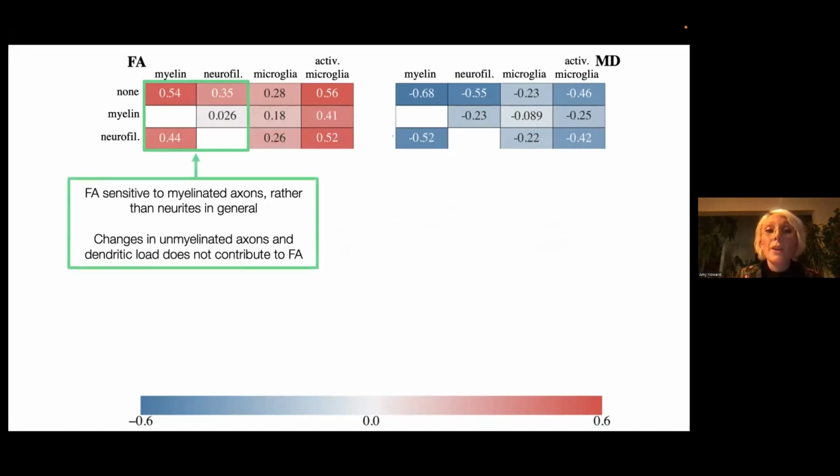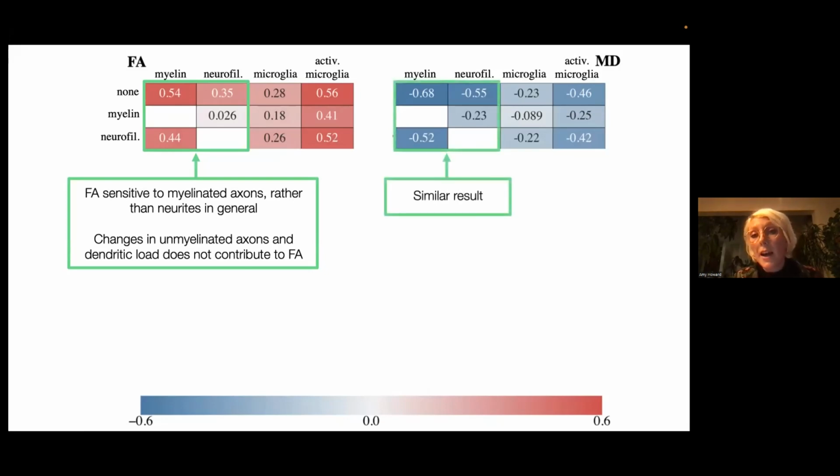And from this, we can conclude that at least this data suggests that FA is sensitive to myelinated axons rather than neurite load in general. If we think about the difference between the myelin and the neurofilament stain, we can then think that changes in the unmyelinated axons and dendritic load do not contribute to FA. And here, of course, we're not accounting for dispersion, we're just looking at the general load of neurites or myelin.